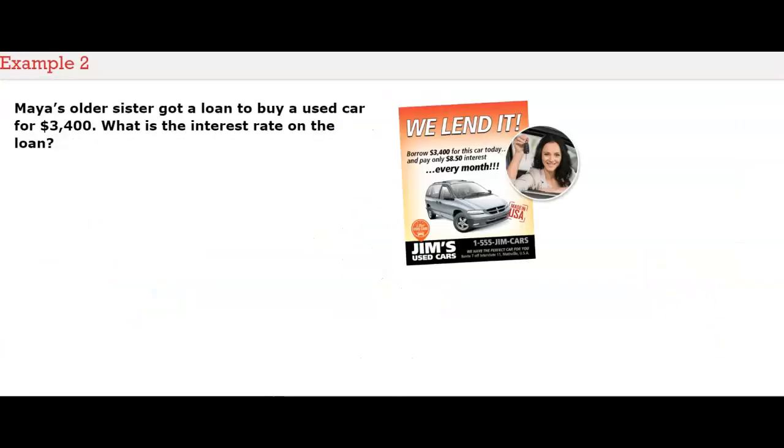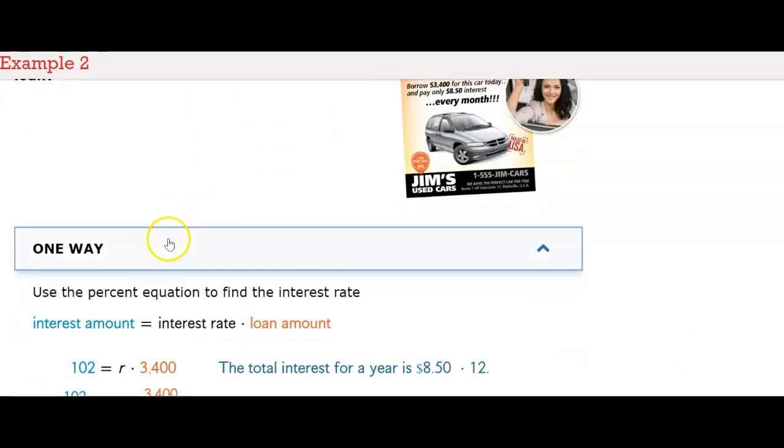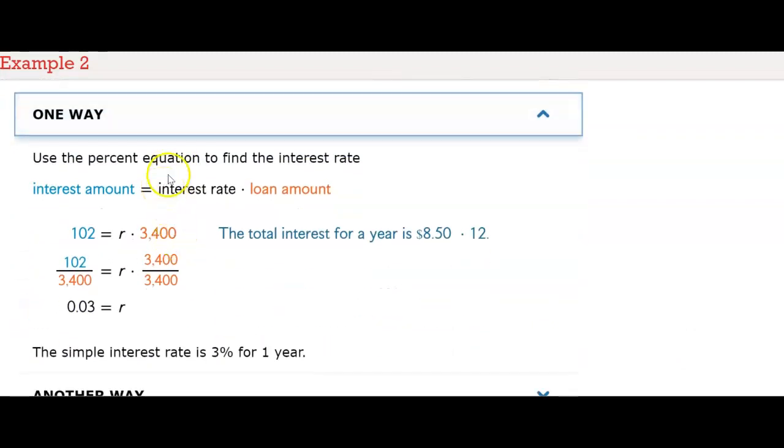Maya's older sister got a loan to buy a used car for $3,400. What is the interest rate on the loan? One way is to use the percent equation to find the interest rate. So the interest amount equal to the interest rate times the loan amount is the percent equation.